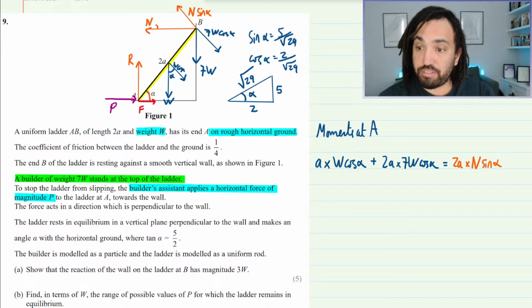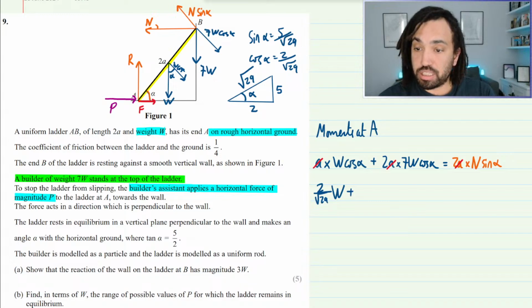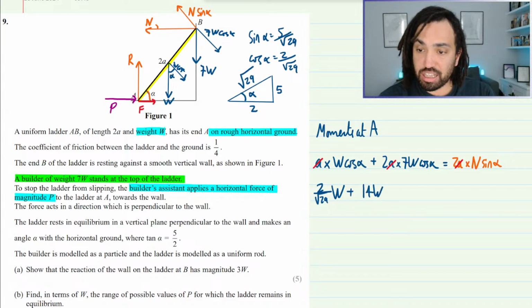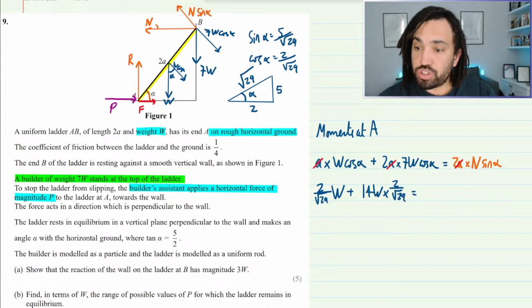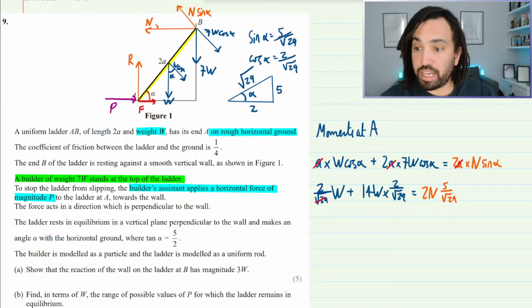This is going to give me, in fact, we could do a bit of cancelling before we tidy. A's can go. Nice. So W cos alpha is 2 over root 29 W plus, this is 14 W times by cos alpha, which again is 2 over root 29, and that's equal to 2N sine alpha, which is 5 over root 29. Okay, good. We can get rid of root 29.